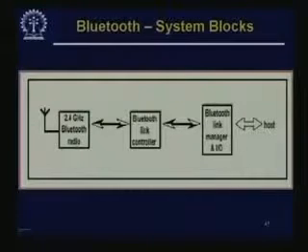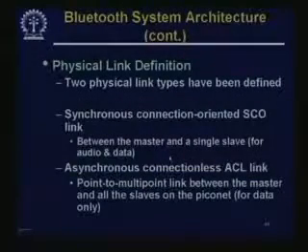So these are the system blocks. We have a Bluetooth radio, a Bluetooth link controller and a Bluetooth link manager. Two physical link types have been defined. One is the synchronous connection oriented link between the master and a single slave for audio and data, or the asynchronous connectionless ACL link, a point to multi-point link between the master and all the slaves on the Piconet for data only. So if some voice channel is there, you can get a synchronous connection oriented link, so that you get a fair or acceptable quality of service.